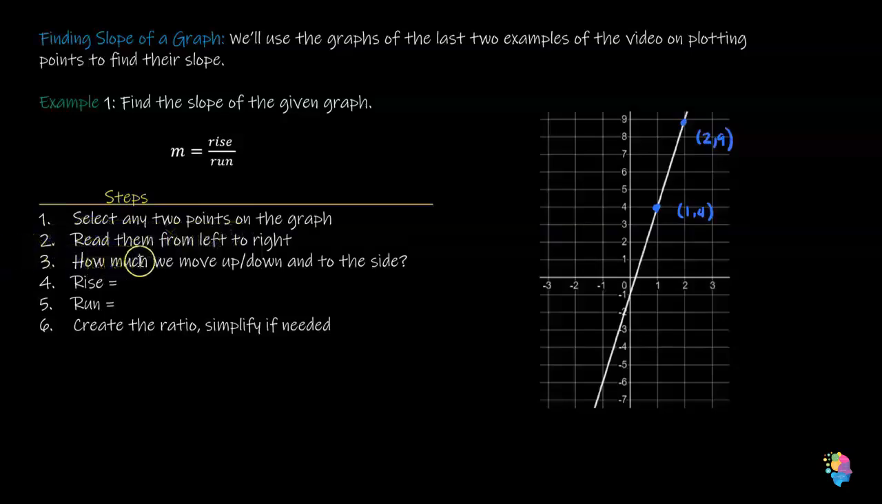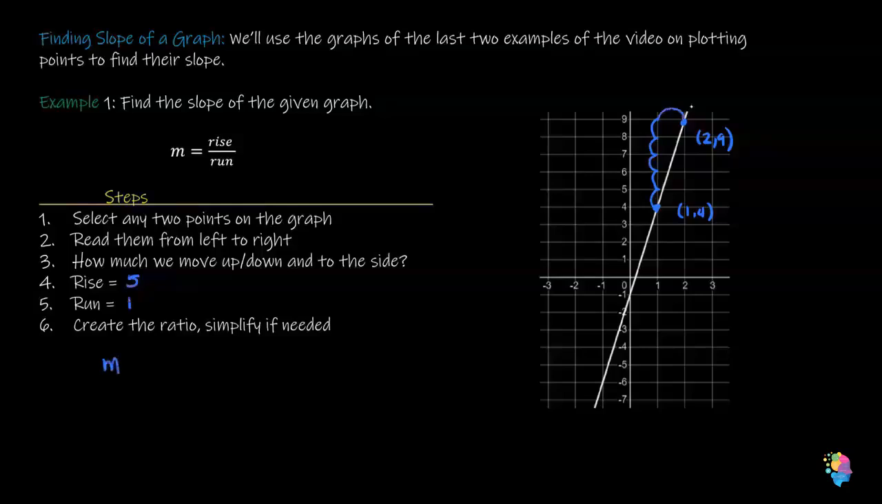I need to know how much we need to move up or down and to the side to go from the point on the left side to the point on the right side. So let's start counting. From the left side to the right side, I will have to move 1, 2, 3, 4, 5 up. So that becomes the rise. And then 1 to the side. So that becomes the run.